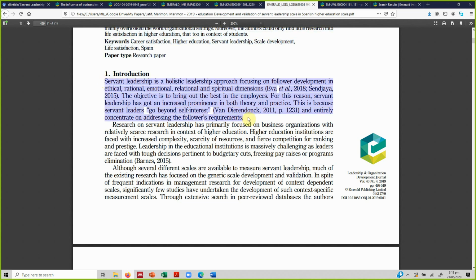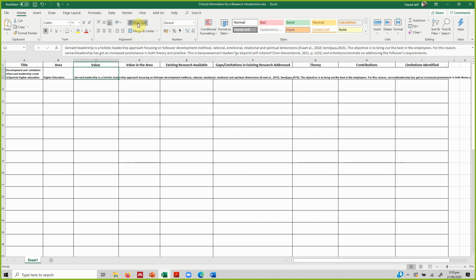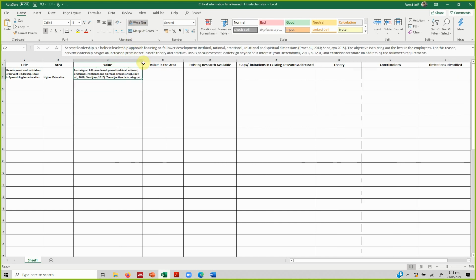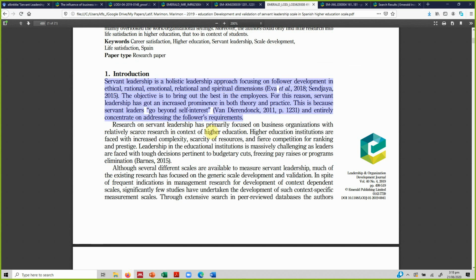So what I do is I just simply copy this and put it into my Excel sheet here in the value. Here it is, just wrap the text. Now, if the paper that you are reading is focused on a particular area, let's say in this case, higher education, so why is this concept important in higher education? Obviously, this will be followed by the value of the topic in general.